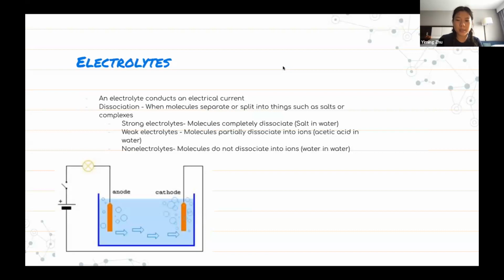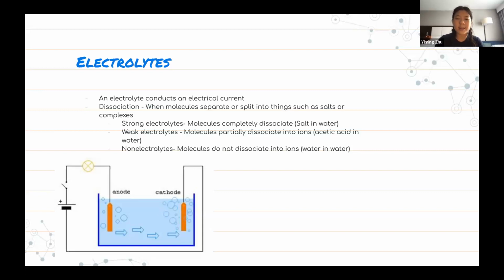Okay, so next we're going to talk about electrolytes. An electrolyte is something that conducts an electrical current. Something you might have seen a lot is, if you've ever gotten fancy water, like smart water or sparkling water, you might have seen 'enhanced with electrolytes' for taste. But what an electrolyte actually is, is something that conducts an electrical current, like a current in water. For example, salt.